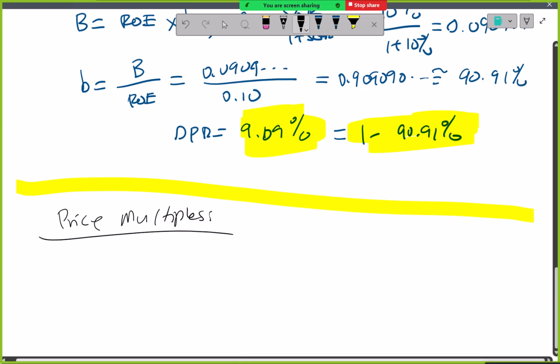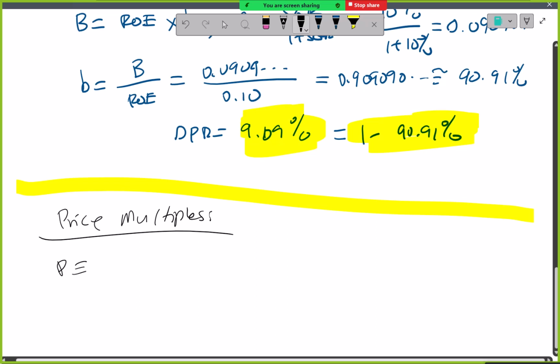Anybody knows what I mean by price multiple? These are ratios where in the numerator there is the price of stock per share or the market capitalization. Market capitalization means price per share times number of shares outstanding.